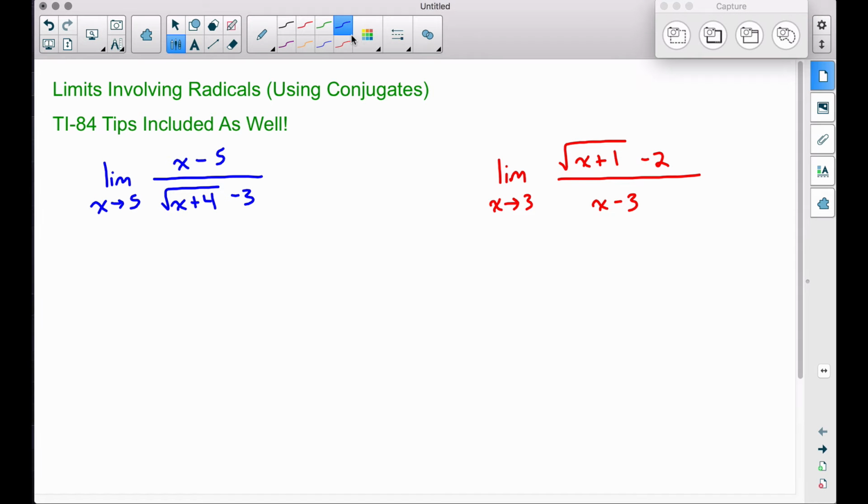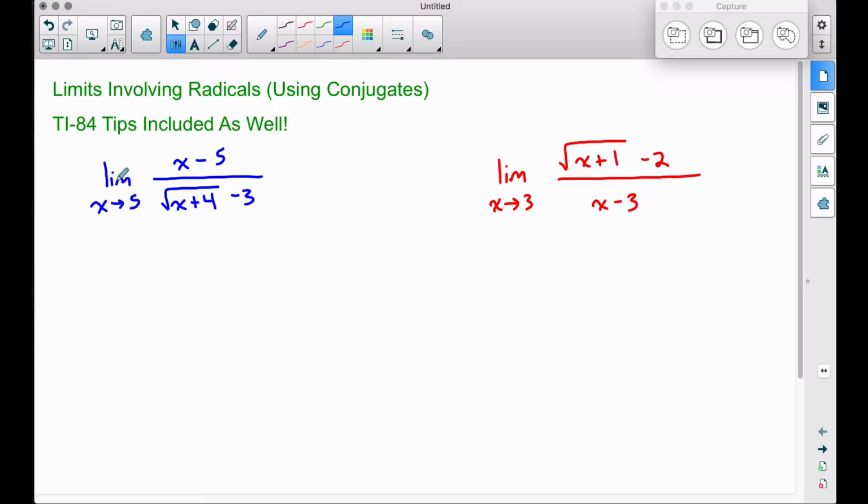In this video, we're going to look at two examples of finding limits involving radicals, where we're going to have to use a conjugate in order to actually evaluate the limit. Two examples here. I'm also going to show you right off the bat, once we start talking about this blue one, how we can use a TI-84 to actually see the limit using the graph or the table, and then I'm actually going to show you how to find this limit algebraically.